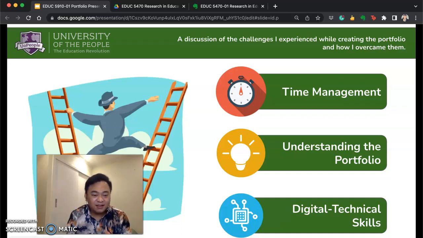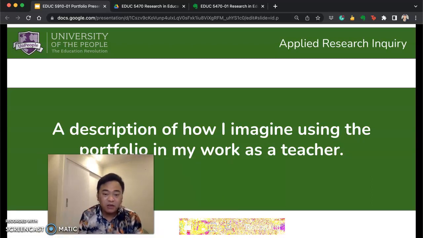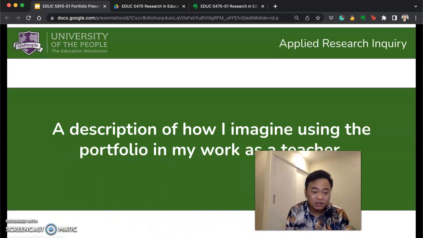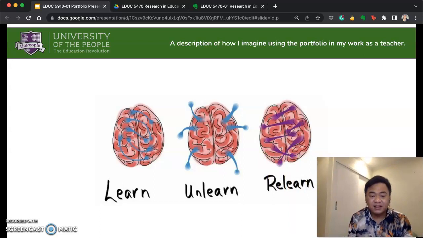And of course, here's the description of how I imagine using this portfolio in my work as a teacher. I just want to have these three words: to learn, unlearn, and relearn. So this portfolio actually gave me a lot of perspectives. I learned from different people. I learned from my professors.